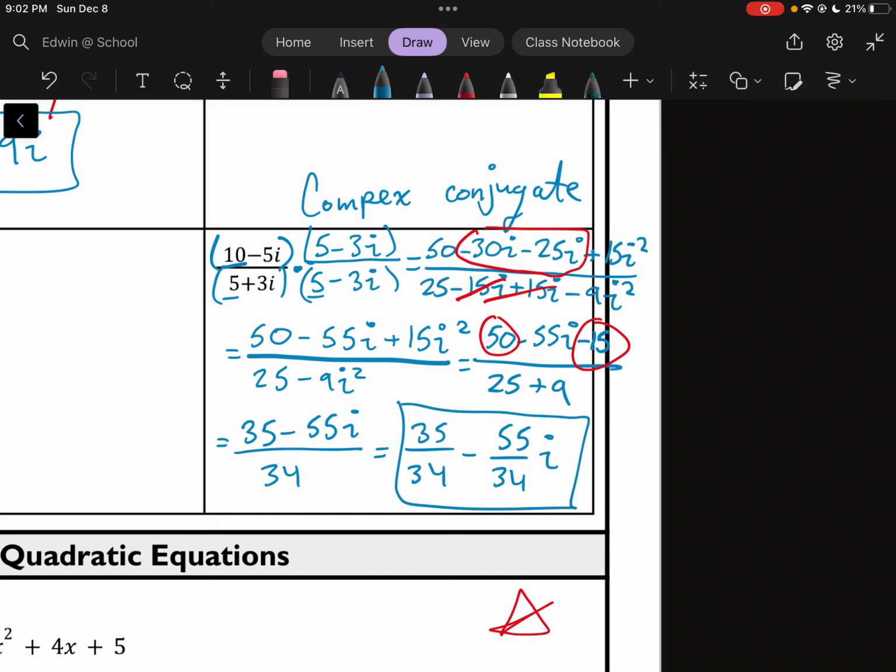So this one looks like it took a lot more work, but it really is just the same thing. We FOIL, and then we just simplify the way we did in the other examples, making sure we use the complex conjugate.